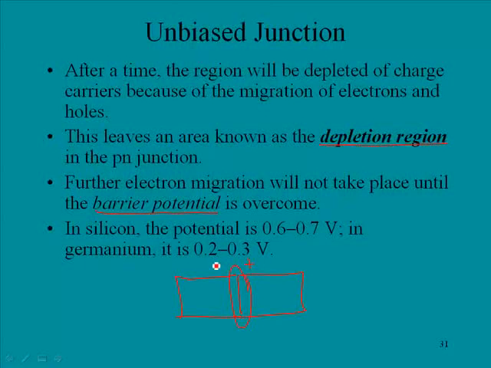Now there's that difference of potential, and to overcome that, it will take 0.6 to 0.7 volts in silicon, and if it's germanium, it'll take 0.2 to 0.3 volts. And if you work with diodes, you'll find that there will be no current flow in this until you have overcome this barrier potential. So if you were to connect a power supply down here, you'd have to have at least 0.7 volts to cause this to conduct.